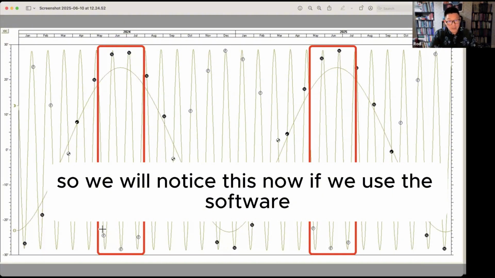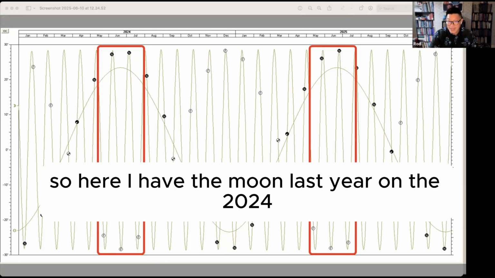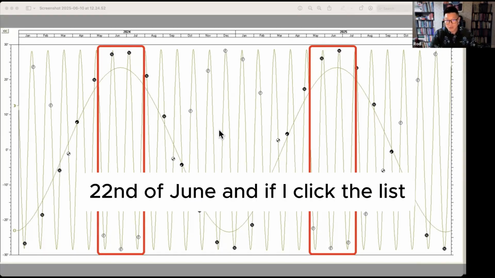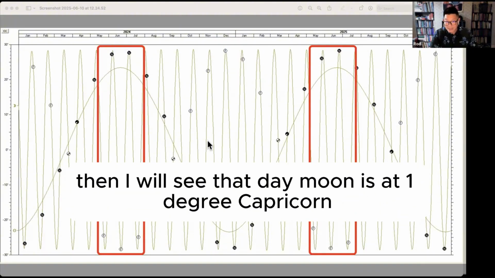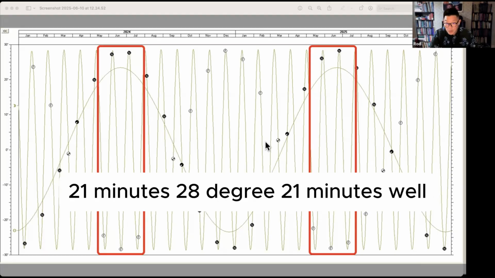So we will notice this. Now, if we use the software, we can examine exactly what declination degree the moon was. Here I have the moon last year on the 22nd of June 2024, and if I click the list, then I will see that day the moon is at 1 degree Capricorn 7 minutes, and the declination is 28 degrees 21 minutes.